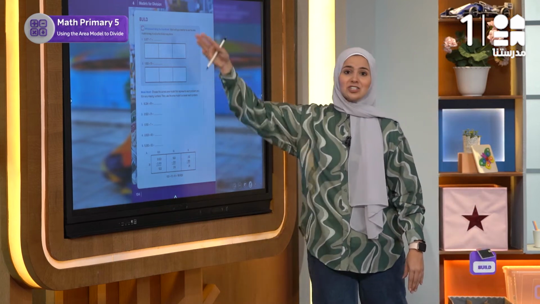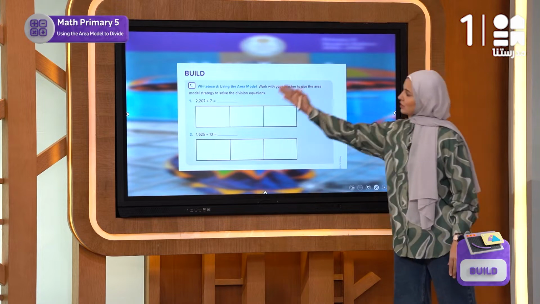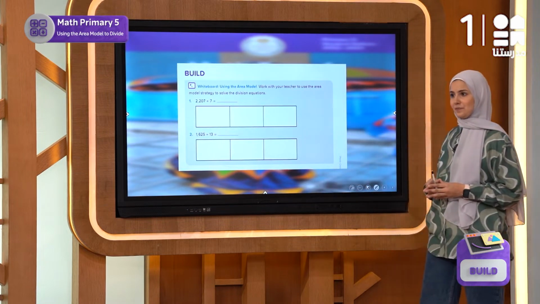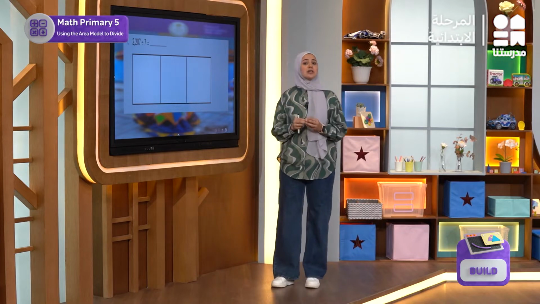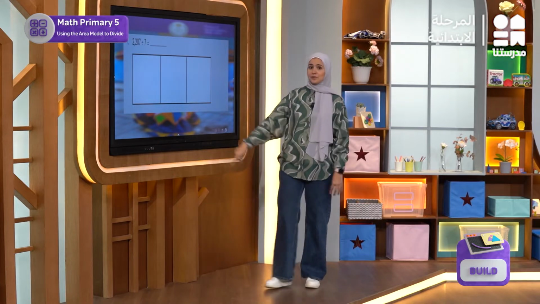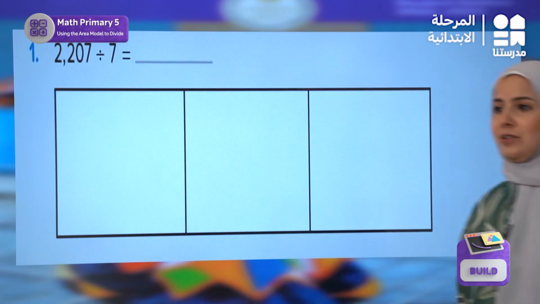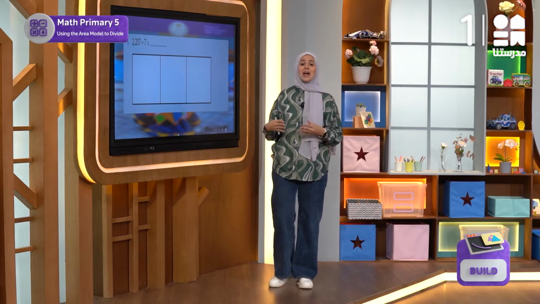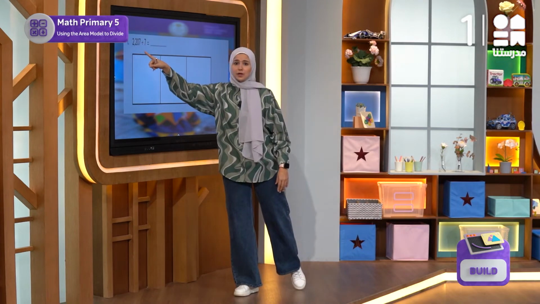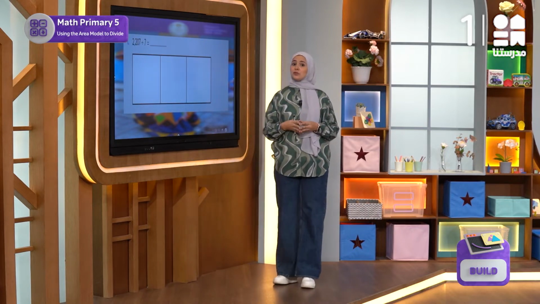These are the questions here in front of you. Now let's take a closer look. They are over here. Now in problem 1, we will use the area model to find the quotient of 2207 divided by 7. That means we will divide a 4-digit number by a 1-digit number. We practiced this in primary 4.